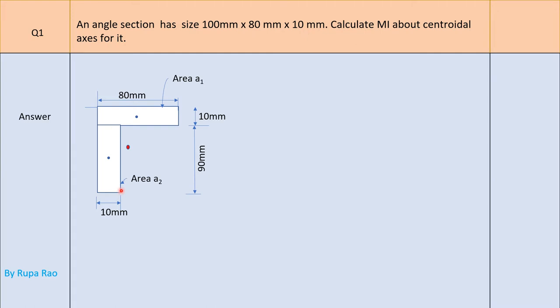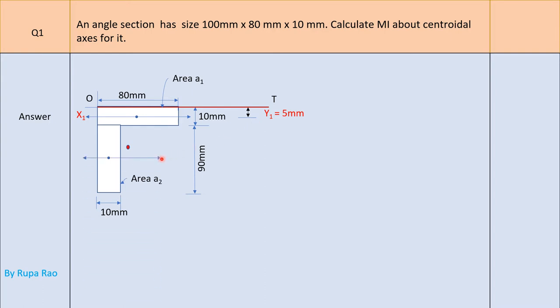For this angle section, we want to find out the moment of inertia about the centroidal axis. First, we will have to find where is the centroid of this angle section. For that, suppose this horizontal line at the top, which I am calling OT, is the reference line we are taking to calculate the y bar. Now, for this rectangle 80 by 10 mm, if this is the center of this rectangle, then this horizontal centroidal axis is x1 and its distance from this reference line OT is called y1 and it will be half of 10, so y1 is equal to 5.